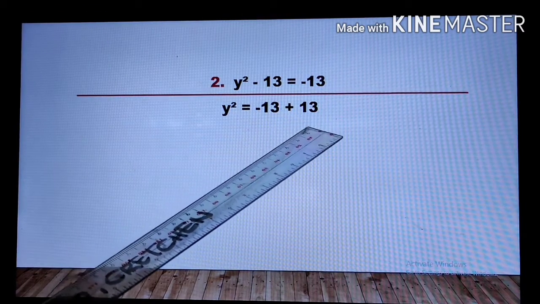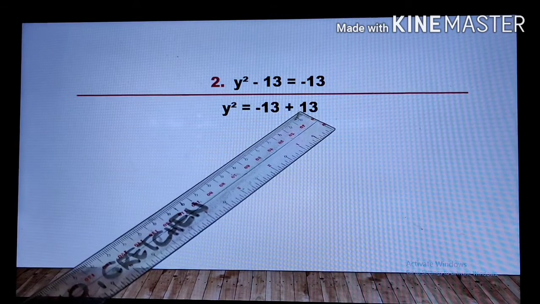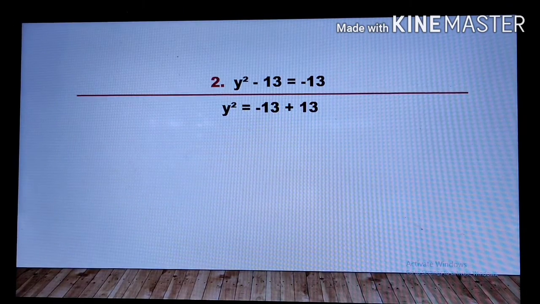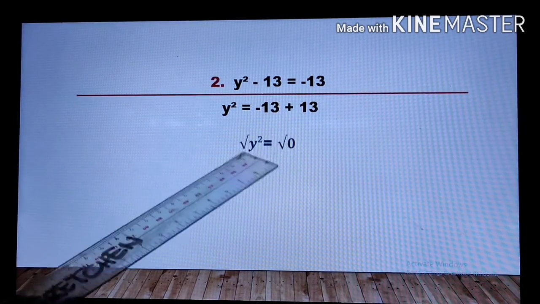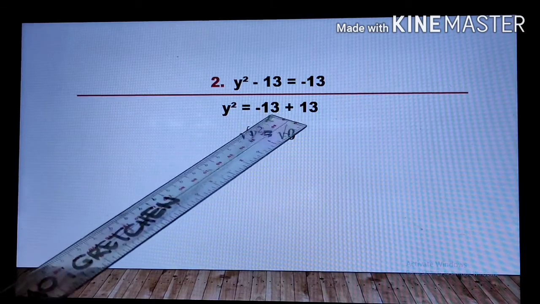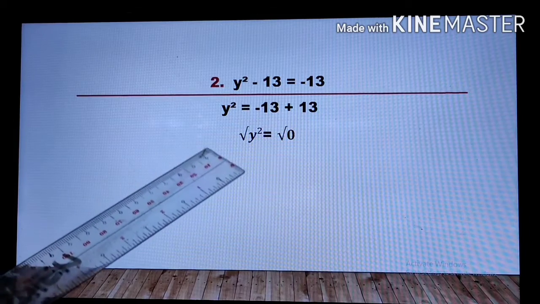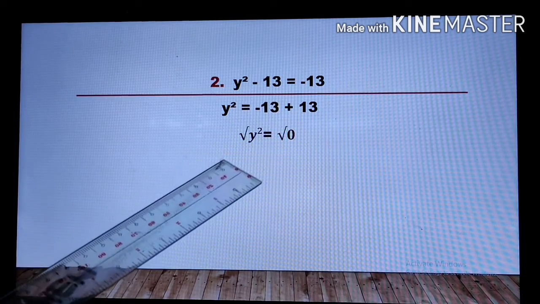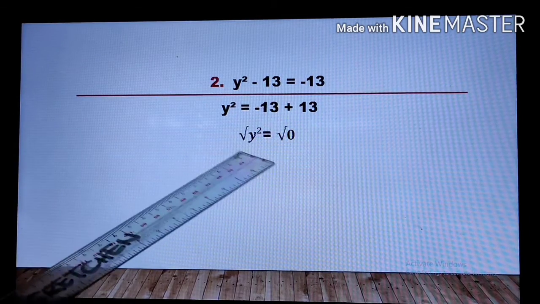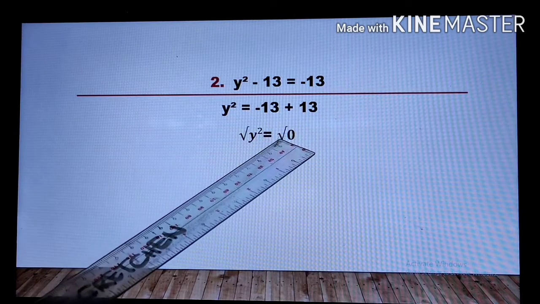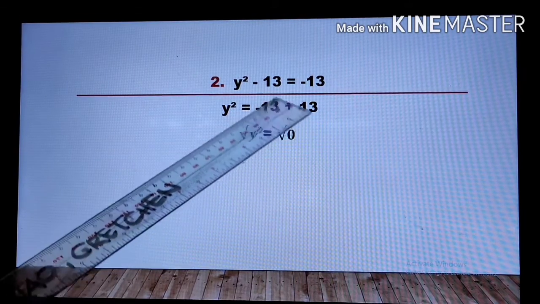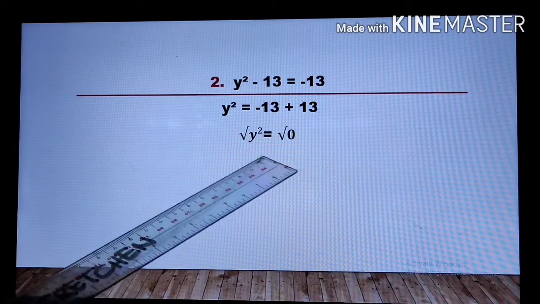Since they don't have the same sign, di ba? Negative 13 plus positive 13, ibig sabihin, subtract. So, y squared, negative 13 plus 13 is 0. So, next, we will extract both sides. Square root of y squared is equal to square root of 0, kasi 13 minus 13 is 0.